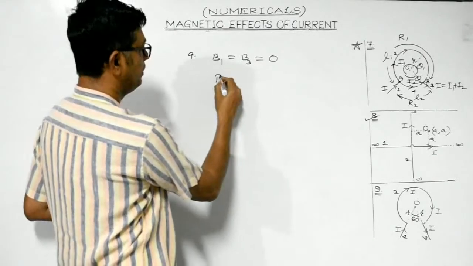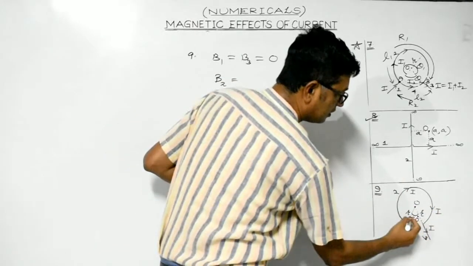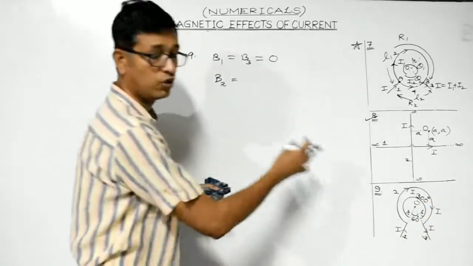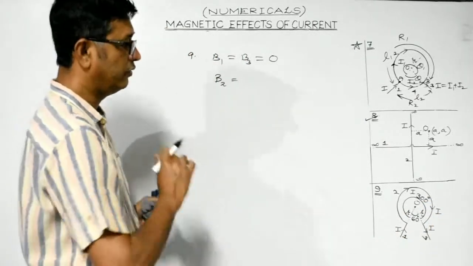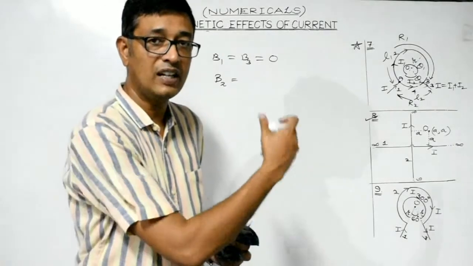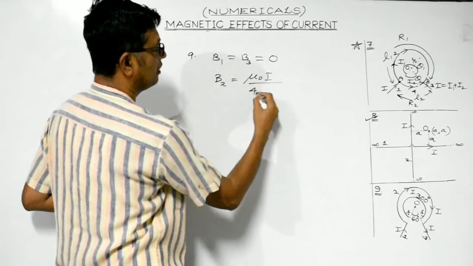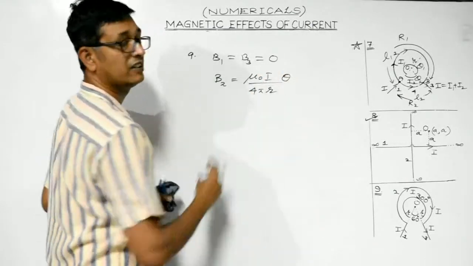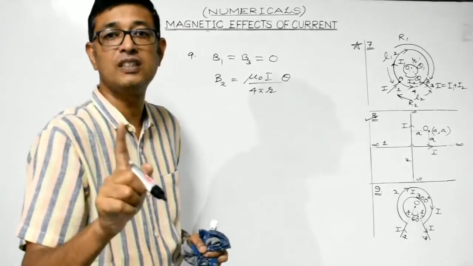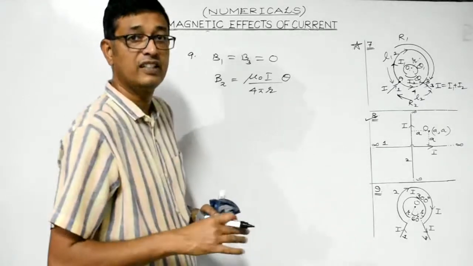Let's consider B2. Due to this arc, it is subtending an angle of 300 degree. Right? We need to convert it in radians. So anyway, what's the formula for a current carrying arc? The magnetic field at its center. The formula is mu naught I divided by 4 pi r multiplied by theta. Here I must mention that theta needs to be represented in terms of radians. So let's convert 300 degree into radians.